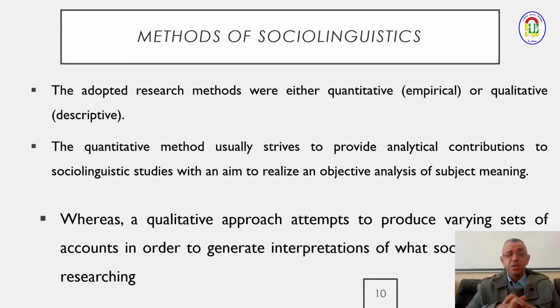Of course, the quantitative method usually strives to provide analytical contributions to sociolinguistic studies with an aim to, as we said before, realize an objective analysis of subject meaning. Whereas a qualitative approach attempts to produce varying sets of accounts in order to generate interpretations of what sociolinguistics is researching.